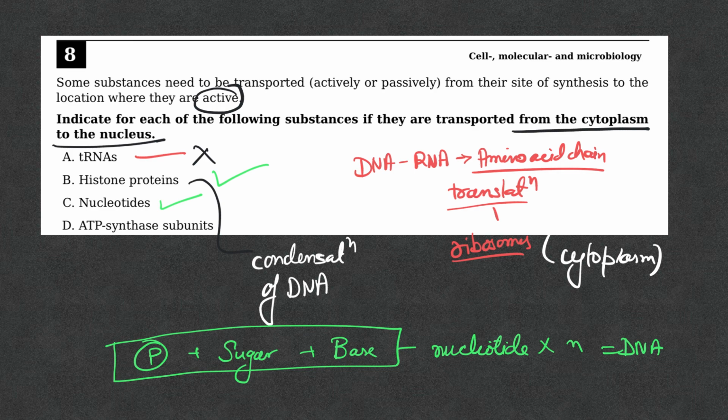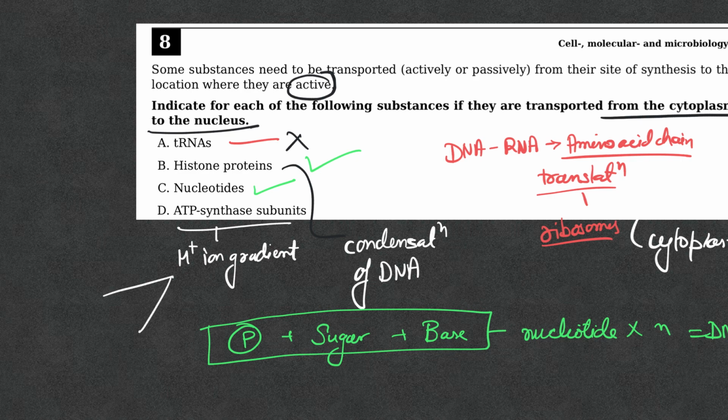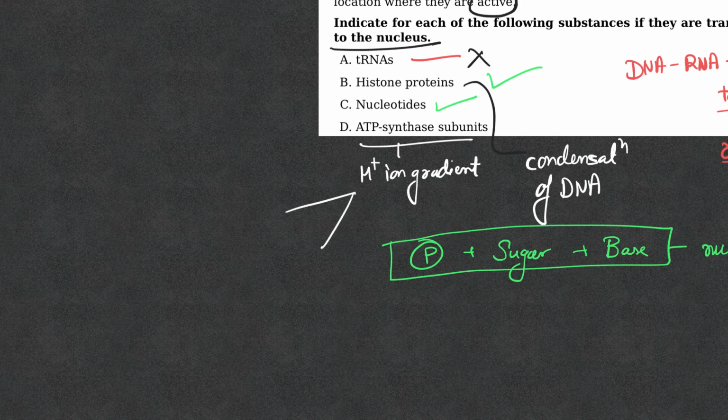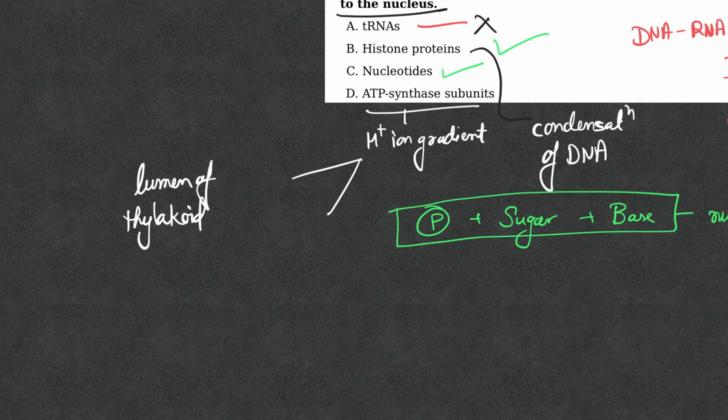ATP synthase subunits. Now, where do you find ATP synthase? If you remember, ATP synthase uses the H plus ion gradient. What's a gradient? Difference in the concentration of H plus ions. Now, this gradient can be used in two places. If you're talking about chloroplast, that means inside the lumen of thylakoid, we build a gradient. We deposit H plus ions, and these H plus ions drive the ATP pump.